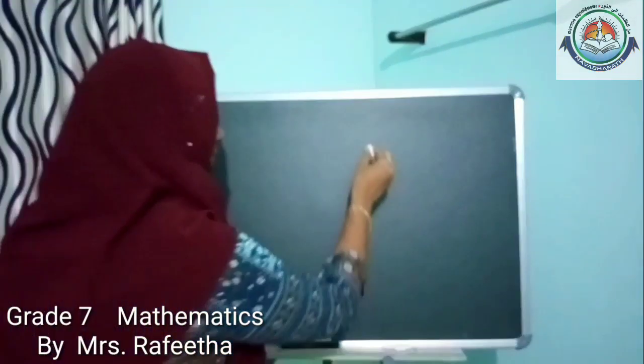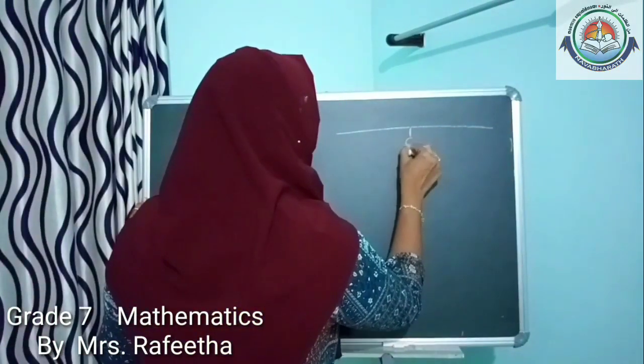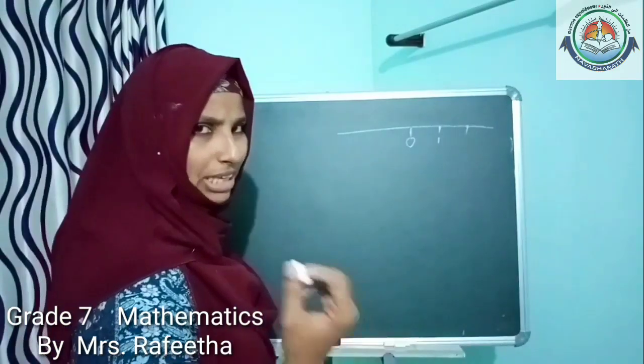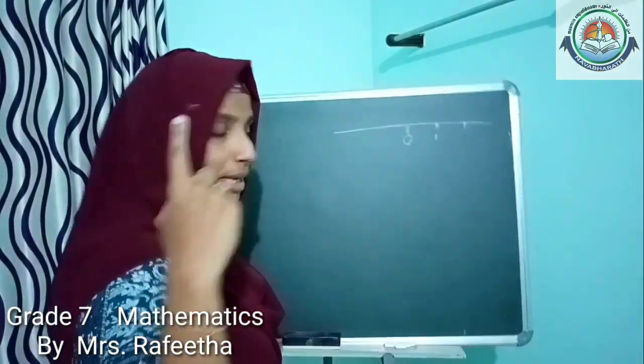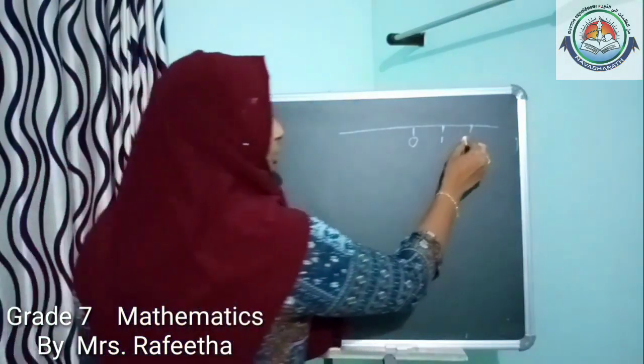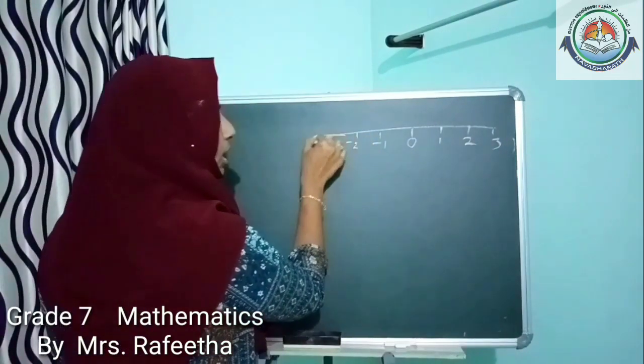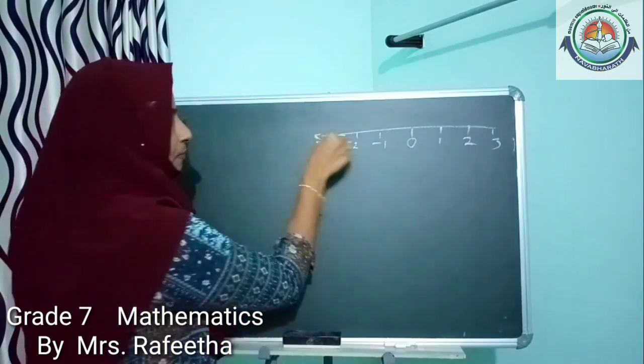Okay, so here I am drawing 0. In all cases, it is not possible to draw the number line. That is why I am telling that the number line should be there in your mind. 0, 1, 2, 3 like that. Minus 1, minus 2, minus 3 like that here.